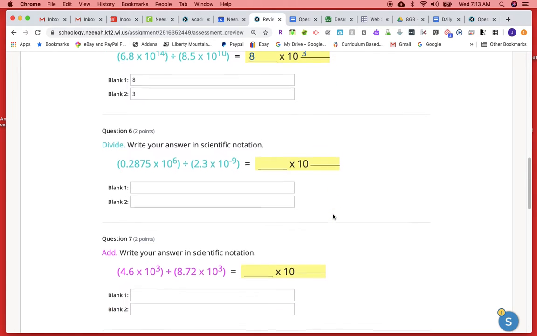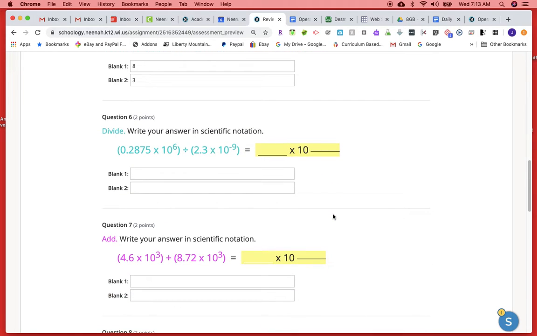Okay, number 6. I want you to pause the video and try it. I want to read it first. 0.2875 times 10 to the 6th divided by 2.3 times 10 to the negative 9th. Pause the video and give it a try. Refer back to the poster.